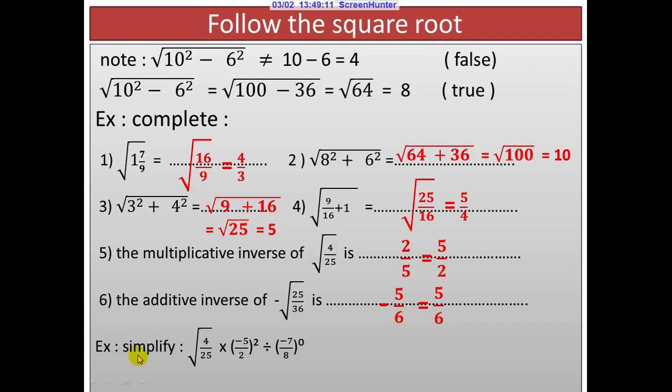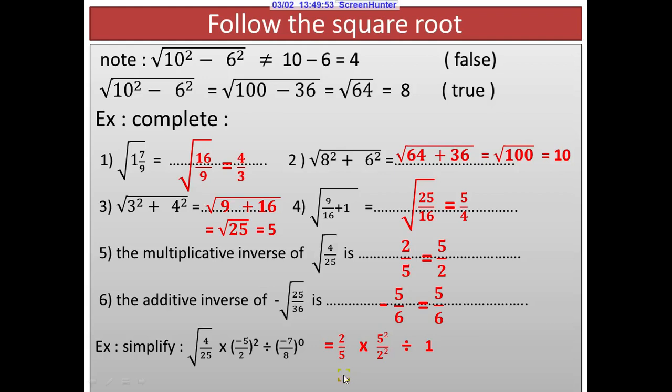Finally, in this example, he asked me to simplify square root of 4 over 25 times, open brackets, negative 5 over 2 raised to power 2, divided by negative 7 over 8 raised to power 0. How to solve this exercise with steps? First, we must calculate the square root here. 4 over 25 will be equal 2 over 5. And we have studied before, when we have an even power, we can cancel the negative and distribute power 2 above 5 and 2. It will be equal 5 raised to power 2 over 2 raised to power 2, divided by negative 7 over 8 raised to power 0, which equals 1.